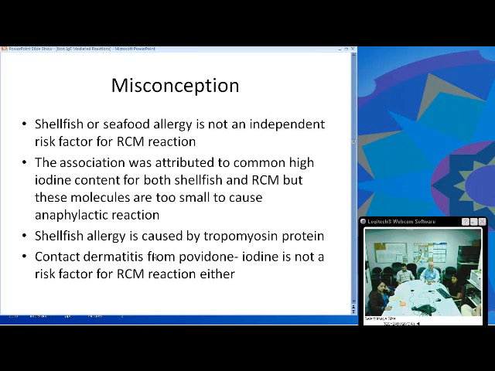There is this misconception about shellfish and seafood allergy being a risk factor for radiocontrast media, but as I mentioned, it's a misconception. The seafood allergy is not an independent risk factor. The association started because of the high iodine content of both shellfish and radiocontrast media, but these molecules were found to be too small to cause an anaphylactic reaction. And the shellfish allergy is caused by the tropomyosin protein, which is not related to the radiocontrast media. Also, there is this misconception that if someone has contact dermatitis from povidone iodine, it is a risk factor for radiocontrast media, but again, that hasn't been proved and it's not related. If you think about it, salt is iodized, so we're eating it all the time, so it doesn't have anything to do with it.